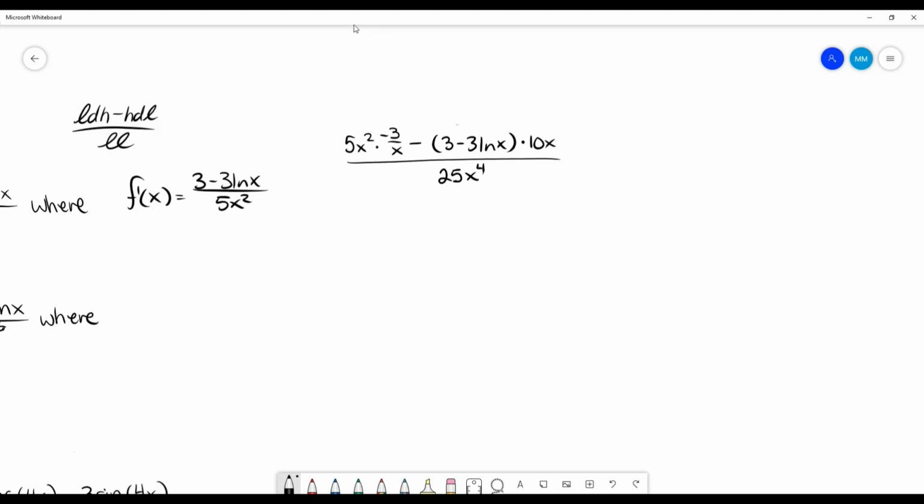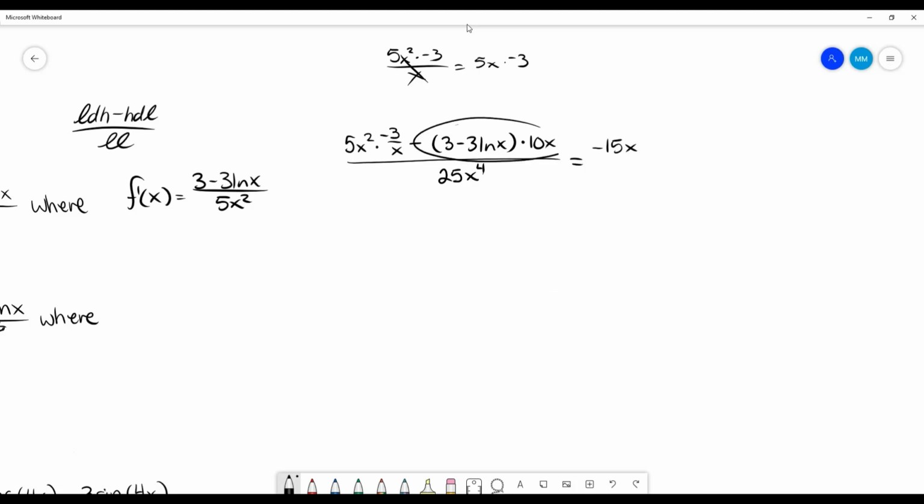So again, I see I've got an x squared on top and an x on the bottom, so I can cancel out one of those x's. So that first bit turns into a 5x times negative 3, negative 15x. Okay, right? Because if I've got 5x squared times negative 3 over x, that's the same as this. Cancel out an x. It's just 5x times negative 3, which is negative 15x.